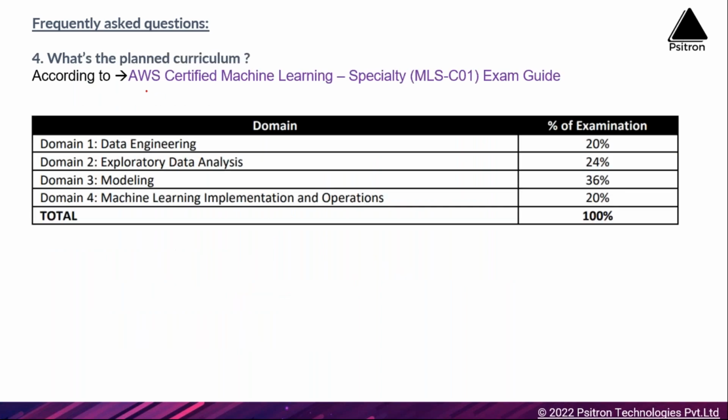As part of AWS Machine Learning Specialty, these are the 4 main important modules that will be covered. Data engineering, which has a weightage of 20%, and exploratory data analysis at 24%, and modeling. This is where all the deep learning concepts come into the picture, algorithms, TensorFlow, right? 36%. And machine learning implementation and operation. This is where model deployment, implementation, and monitoring of pipelines come into the picture, 20%.